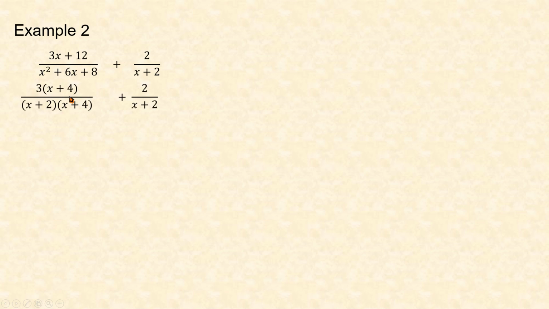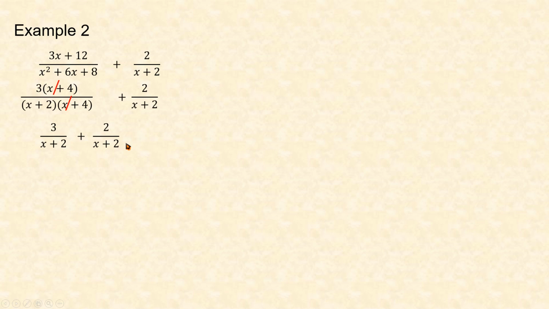So 3 times x plus 4 at the top. And the bottom, if I factor these, I get x plus 2 and x plus 4. The second guy, there's nothing to factor. Stays like that. Now the first guy, I can simplify. Cross out x plus 4 and x plus 4. Okay, so I have just 3 over x plus 2 plus 2 over x plus 2.